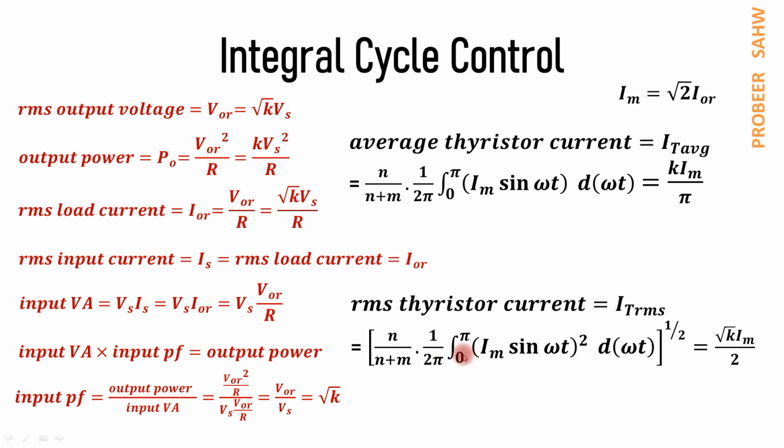Again, when we integrate this part, Im sin omega t square in the limit 0 to pi, the answer will be pi. So after calculation of this integration, RMS thyristor current will become root k times Im upon 2. Im is the maximum value of output current, which is root 2 times the RMS value of output current.